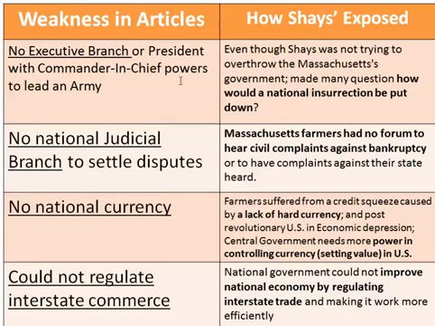Specifically, no executive branch or president with the commander-in-chief powers to lead an army. Even though Shays' group was not trying to overthrow Massachusetts, just trying to slow it down and stop and change it, this made many leaders question, how would a national insurrection be put down?